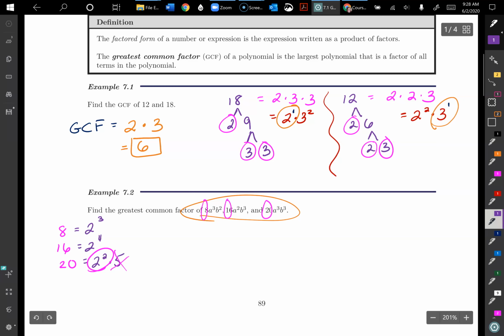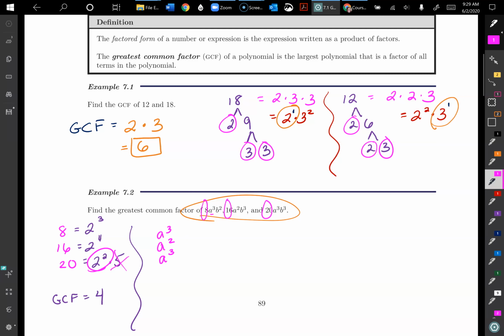So we have the GCF here would be 4. So we're just tracking that. And then the next set of things are my A's. So I'm going to look at A cubed, I'm going to look at A squared, and I'm going to look at A cubed on the third one. So I'm just listing out what's in all the A's. And then that's easy. Just pick the one with the lowest exponent there. So A squared is the GCF on that.